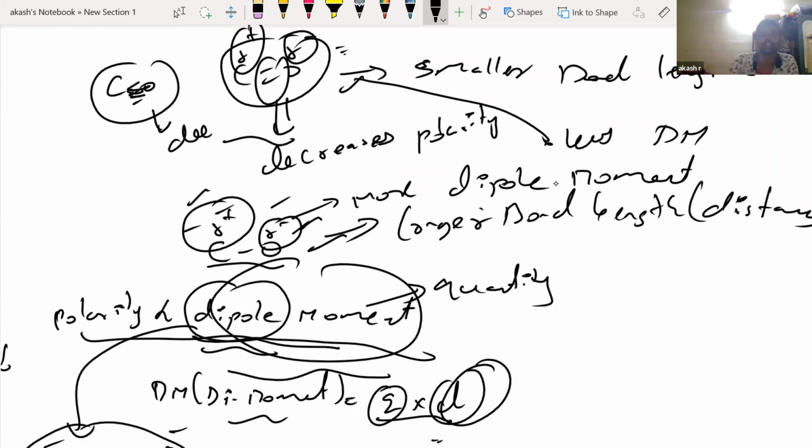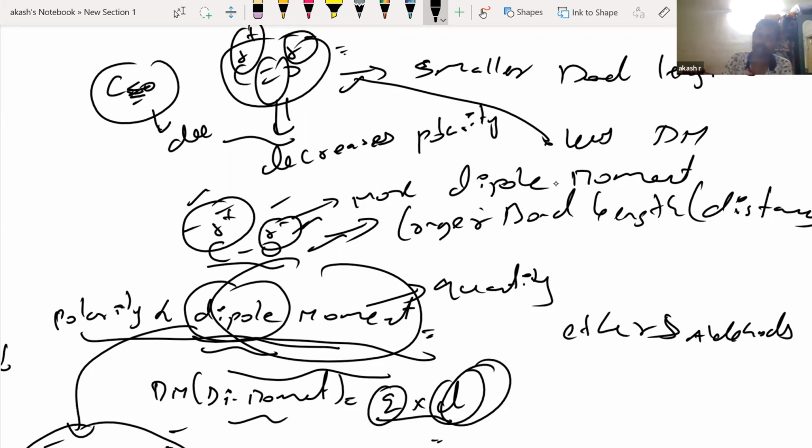Okay, right? So that is why we have ethers having a higher boiling point compared to your aldehydes or ketones. All these reasons, right? First thing is dipole moment. What is dipole moment? I have to understand what a dipole is first. Q into d is what the dipole moment is, right? The longer the distance, the higher the dipole moment, the higher the polarity, and the higher the boiling point. As simple as that.